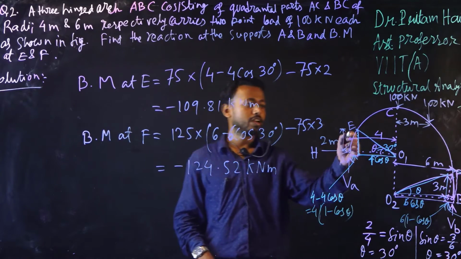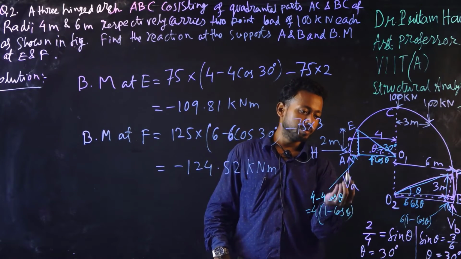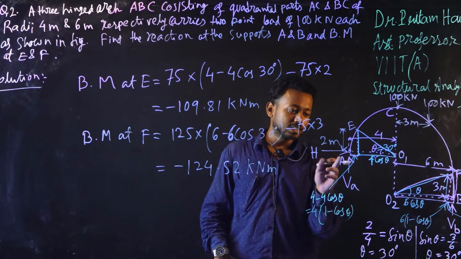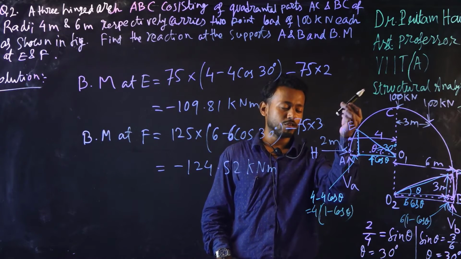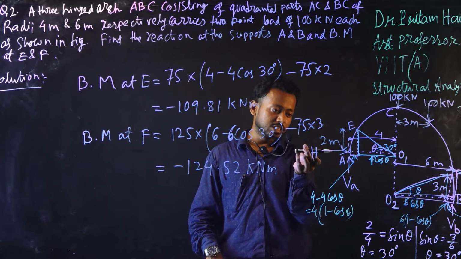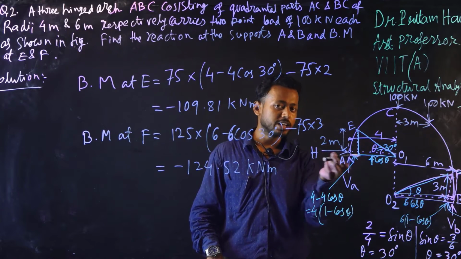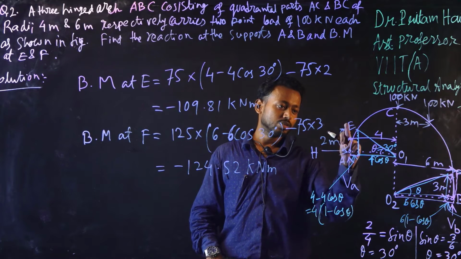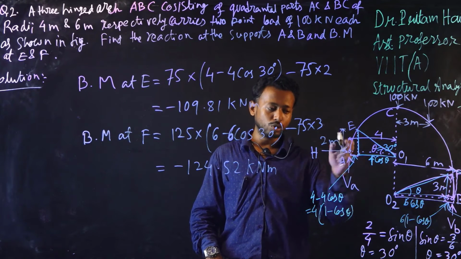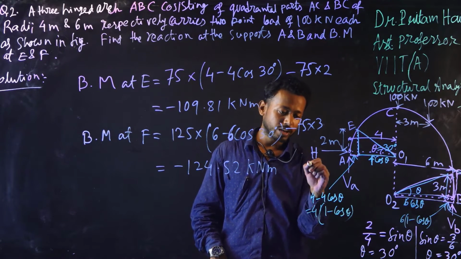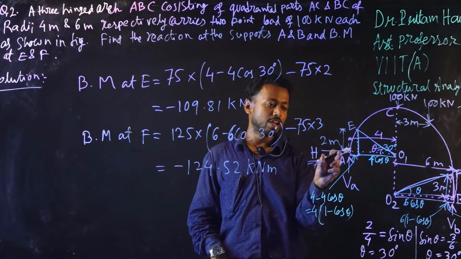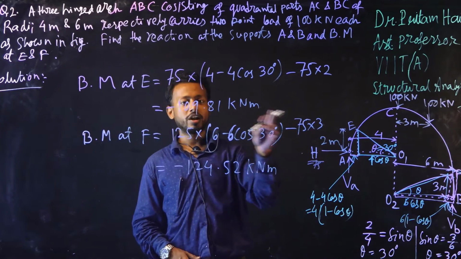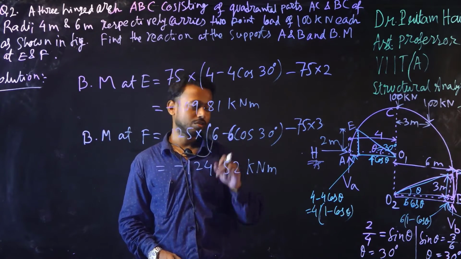Now taking moment about E, we have VB into 4 into 1 minus cos theta, minus, because VB is trying to rotate this portion of the arch in the clockwise direction, and this H is trying to rotate this portion of the arch in the anti-clockwise direction. So minus H into this distance, the lever arm is 2, and H is 75, we have calculated H is 75, so 75 into 2 we have to write. So we have the bending moment at point E as minus 109.81 kilonewton.